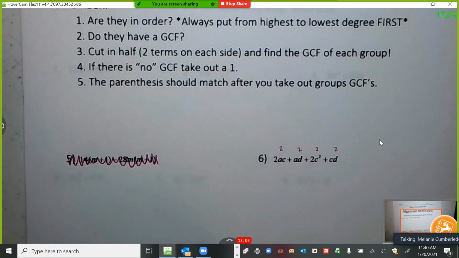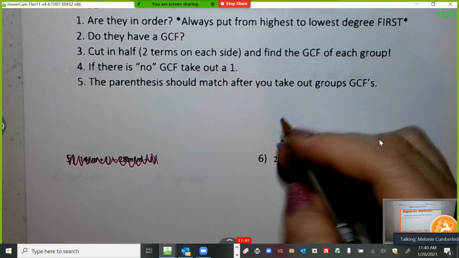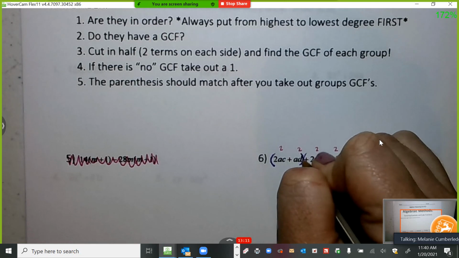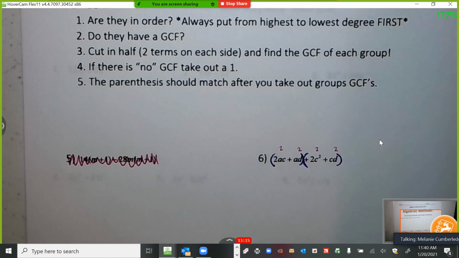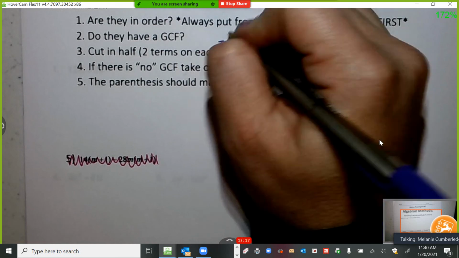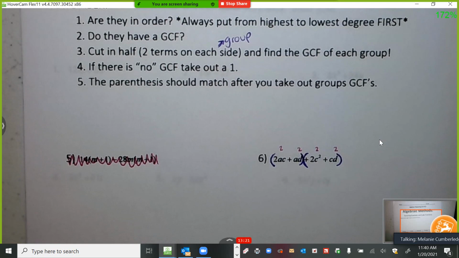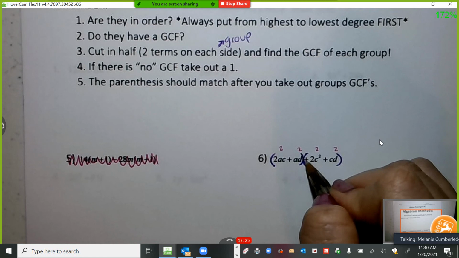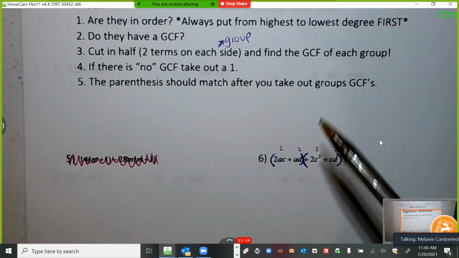So that is when we are going to cut it in half, 2 terms on each side. So instead of just like drawing a line in the middle, we're going to put 2 sets of parentheses. That's how we're going to cut it in half, or group it. Okay, that's what that means. This just means group into 2 groups. Okay. I want you to notice too that I left that symbol with that second group. Okay. And then it says, and find the GCF of each group.